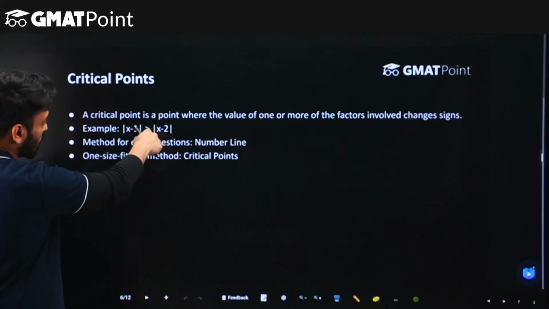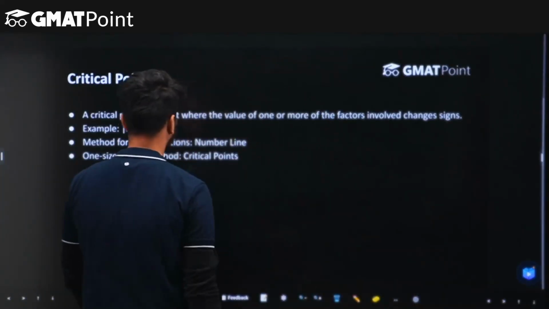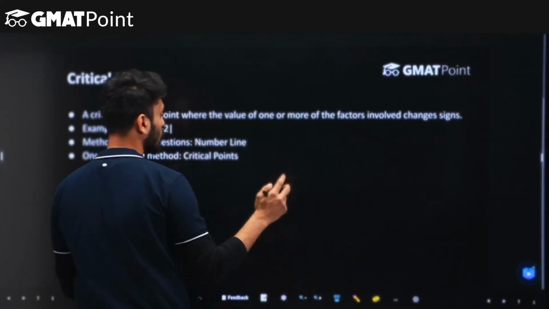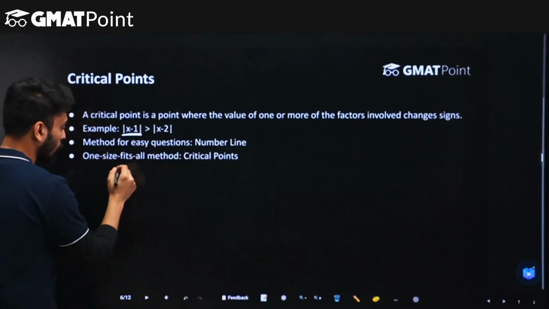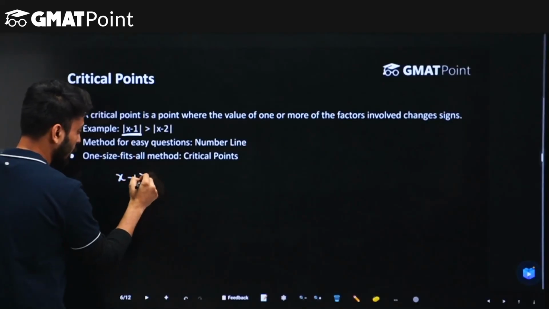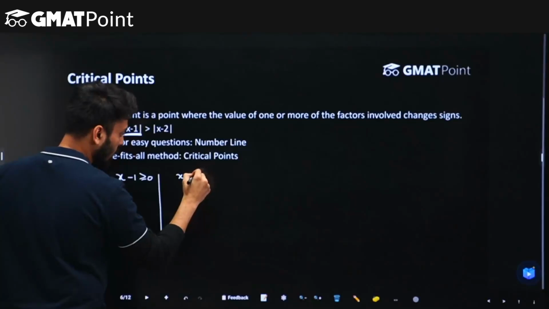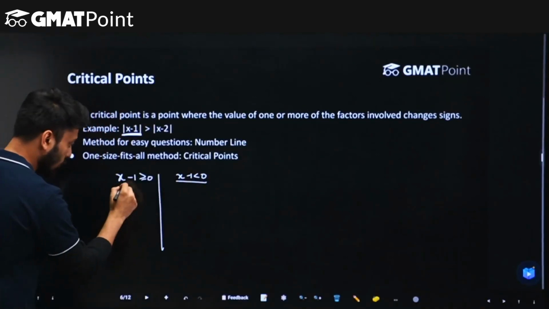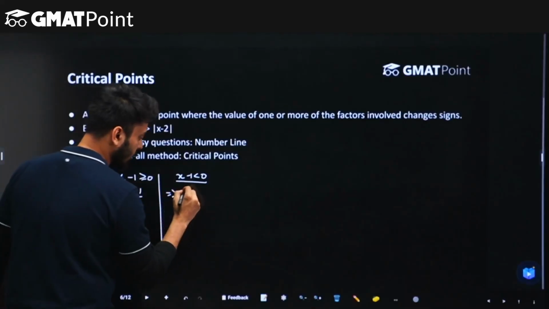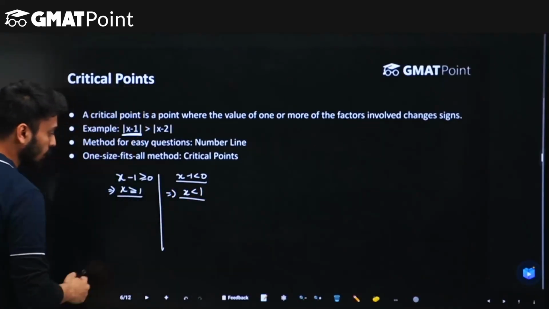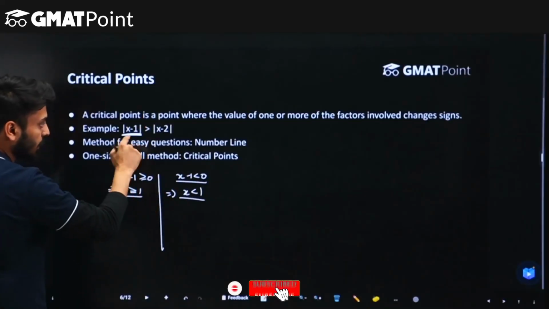We have mod of x minus 1 greater than mod of x minus 2. So, okay, we'll have in this case two critical points. At x equal to 1, this will change its value. So for example, x minus 1 greater than equal to 0 gives me one case here, and x minus 1 less than 0 gives me another case. So x greater than equal to 1 is what this simplifies to, and this simplifies to x less than 1. So as you can see, around the point 1, this function is changing its sign.